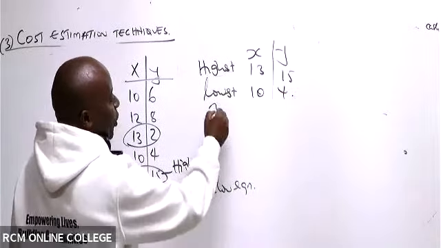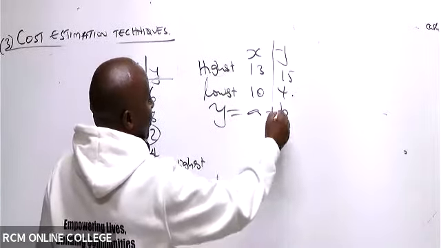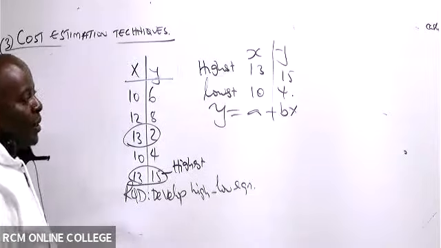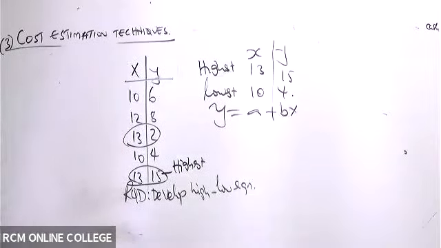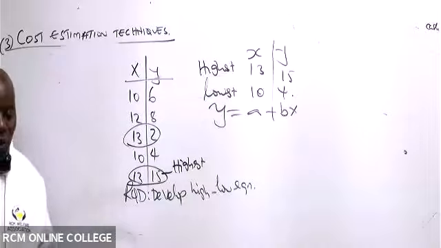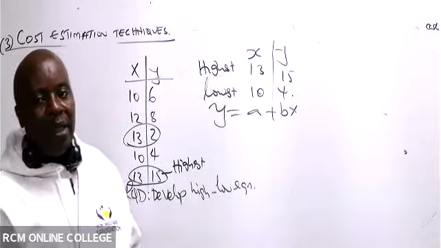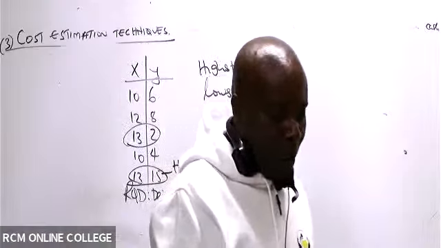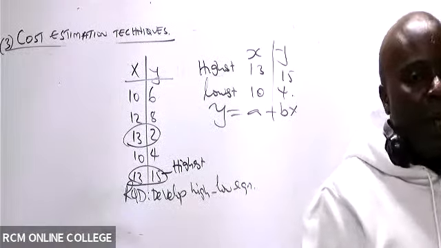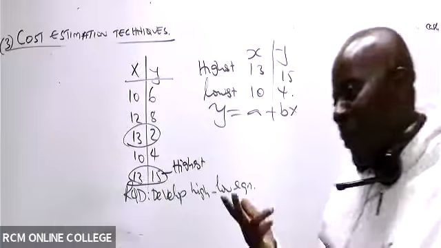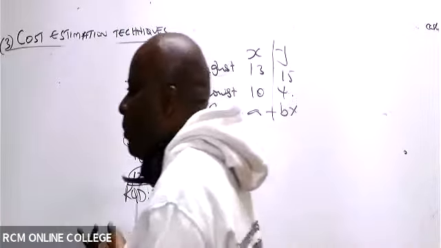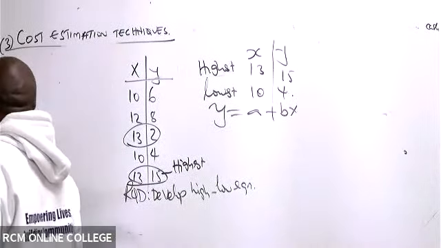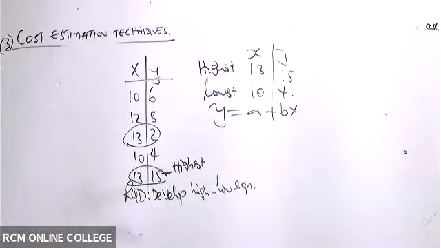And then you remember very well that you want to do an equation of Y equal to A plus BX. Y equals A plus BX, like that. Now from there, you can form your 2 equations very comfortably.